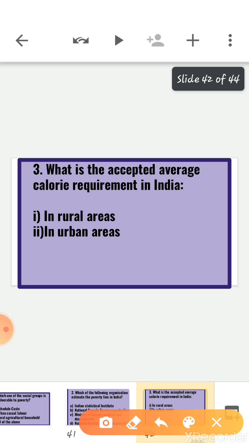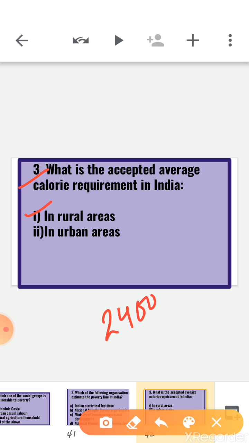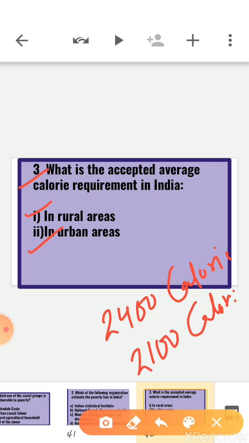Now the next question is, what is the accepted average calorie requirement in India? So first of all, in rural areas, the accepted average calorie requirement is 2400 calories. In rural areas, 2400 calories are required. And second, in urban areas it is 2100 calories. Okay, in urban areas 2100 calories is the accepted average requirement.